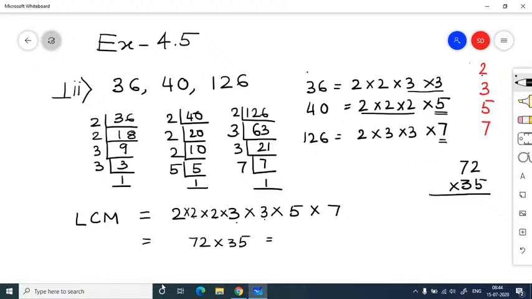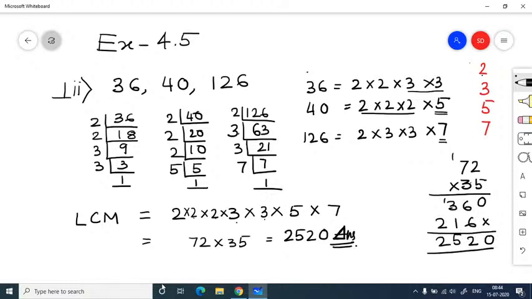Let's see. Yes, the answer is correct. 2520. Okay. See, 5 twos are 10, 5 sevens are 35 and 1 is 36. 2 threes are 6, 2 sevens are 14, 2 threes are 6, 2 sevens are 21. So 0, 2 carry 1, 5, 2. So the answer is 2520.